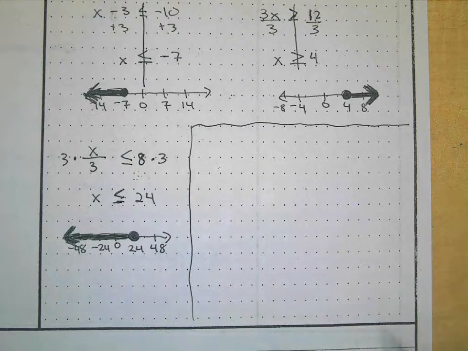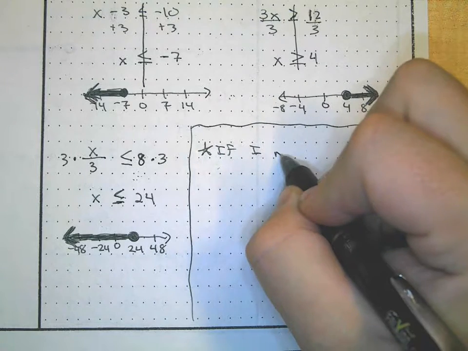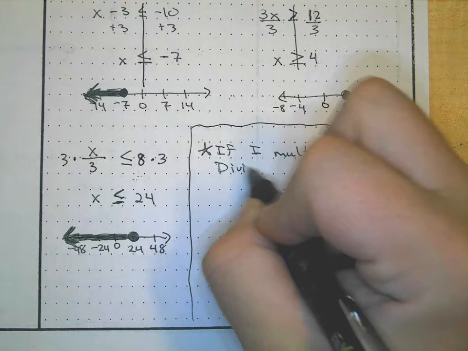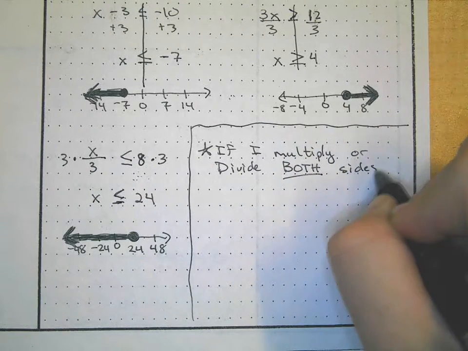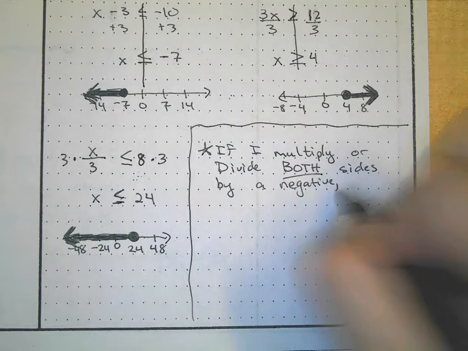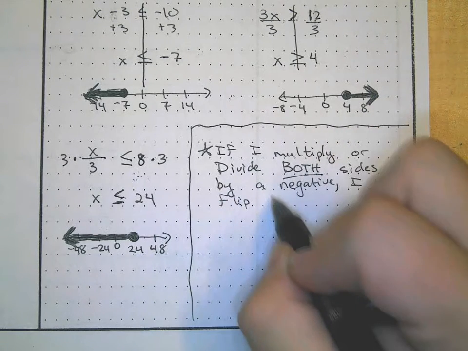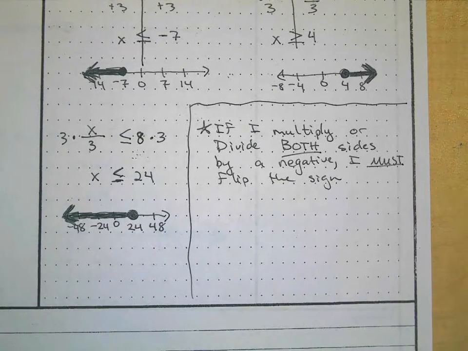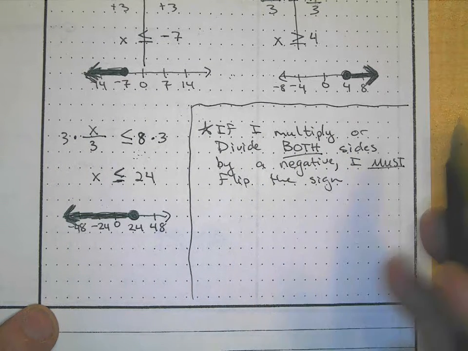Now, this is where it gets a little weird. This is an important rule. In this rule, if I multiply or divide both sides by a negative, I must flip the sign.